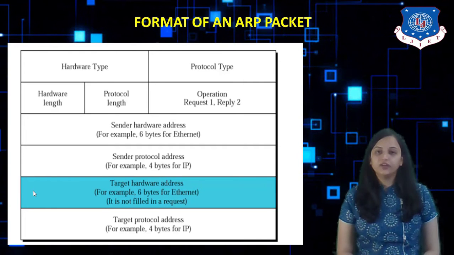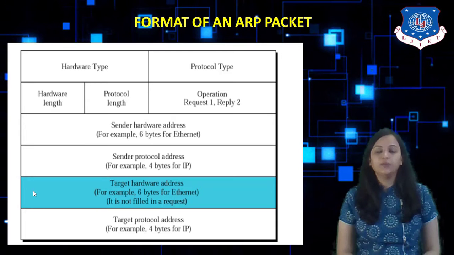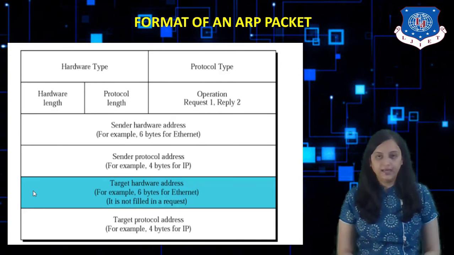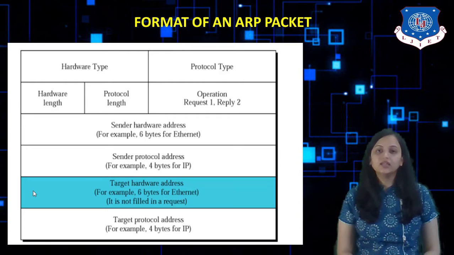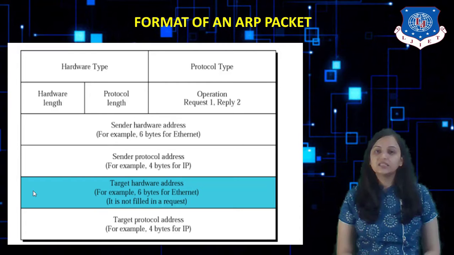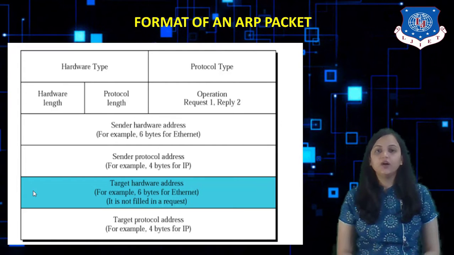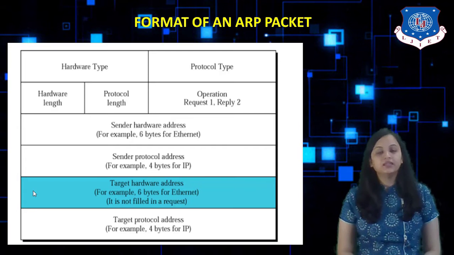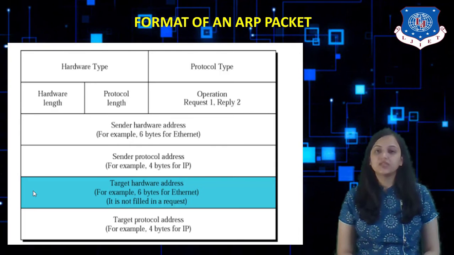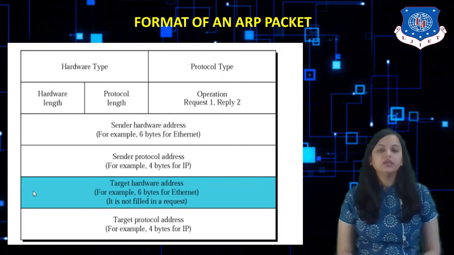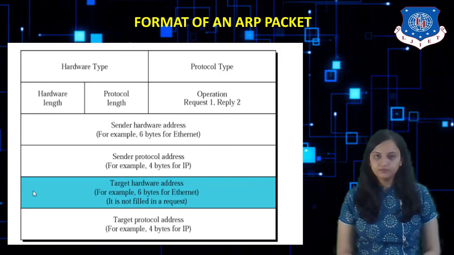Then after that 8 bits long is hardware length, which indicates a particular device physical length. After that another 8 bits are of protocol length. Then the next 16 bits, as you can see, is the field of operation request and the reply. This field has the operation request process 1 and the second process reply, that is response. This is of 16 bits.